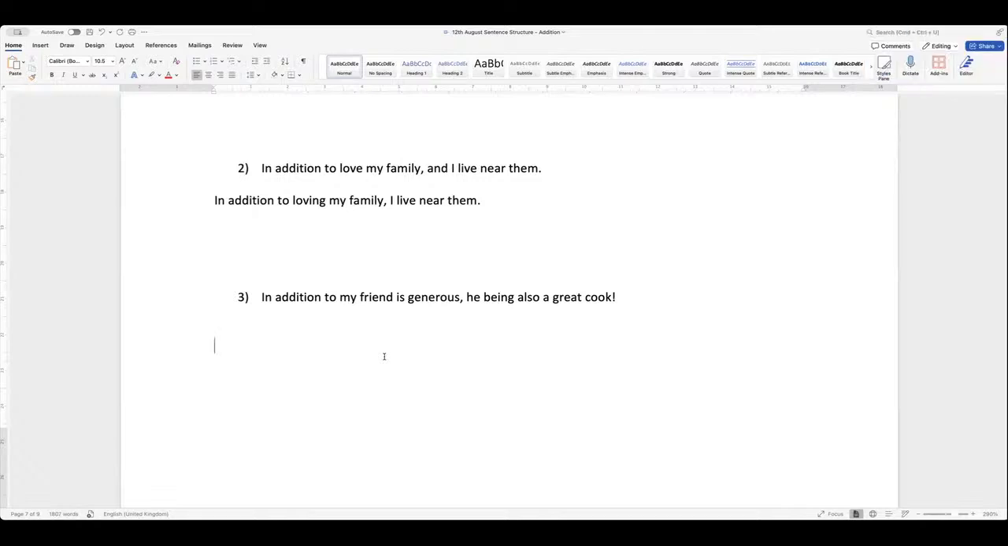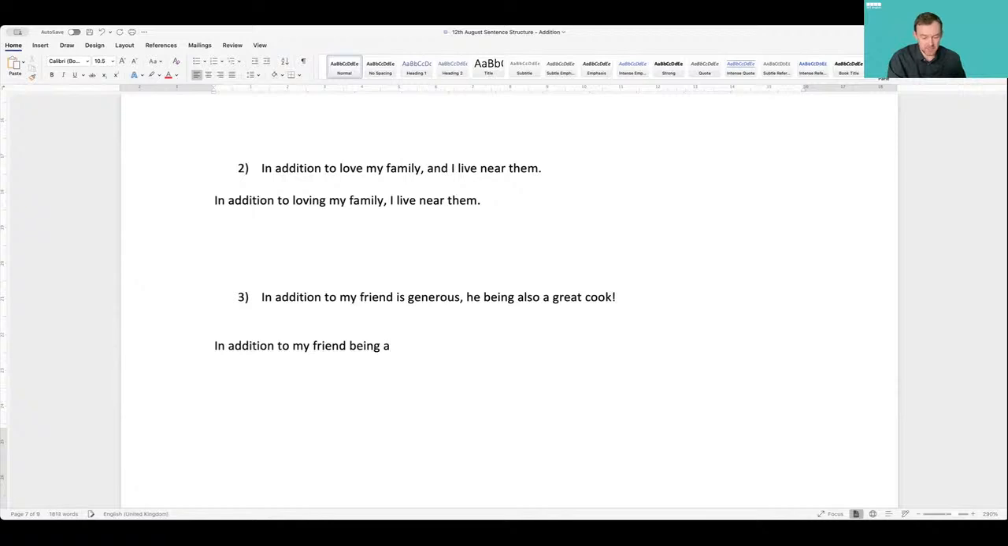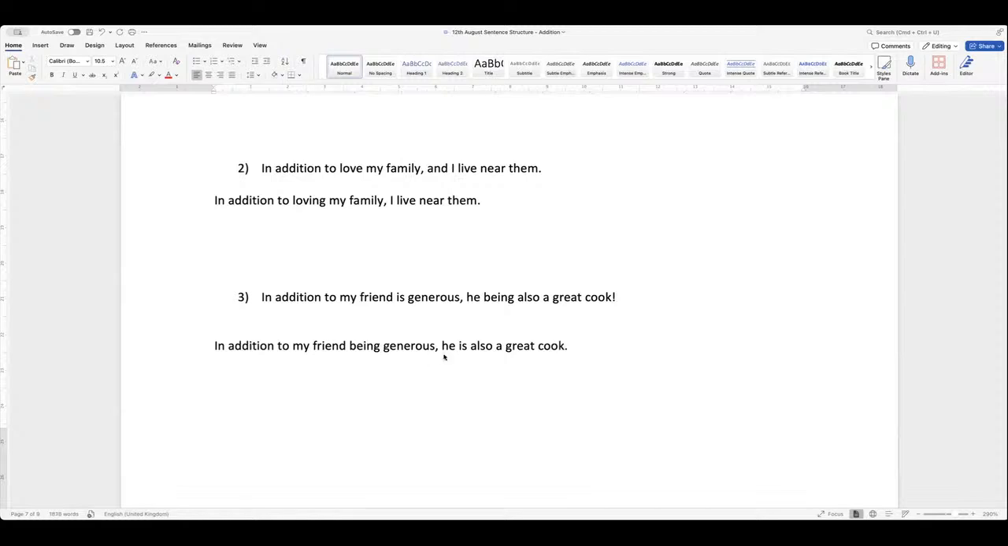Yes. This is hard. In addition to my friend being generous, he is also a great cook. That's fantastic. Yeah. In addition to my friend being generous. Why did you change it? Because "is" is going to be "being", it's the passive. It's not the passive, it's the gerund, isn't it? Gerund of the verb to be, because we use the verb to be before adjectives.